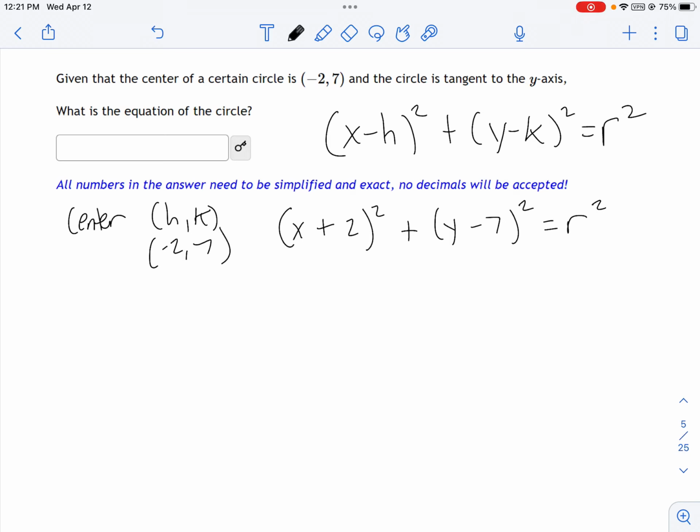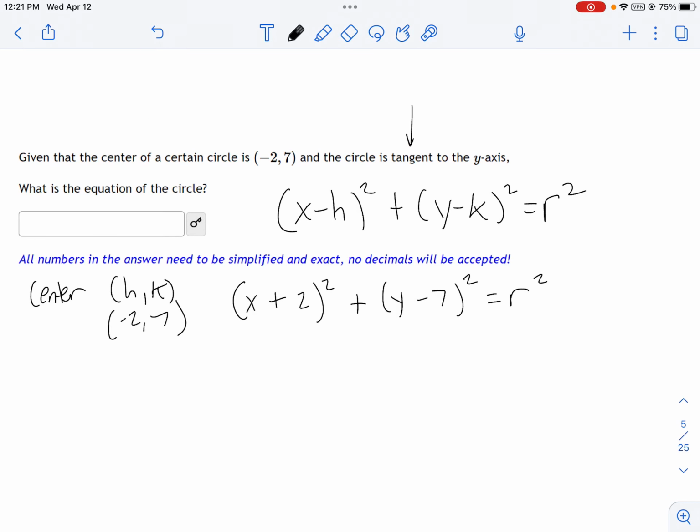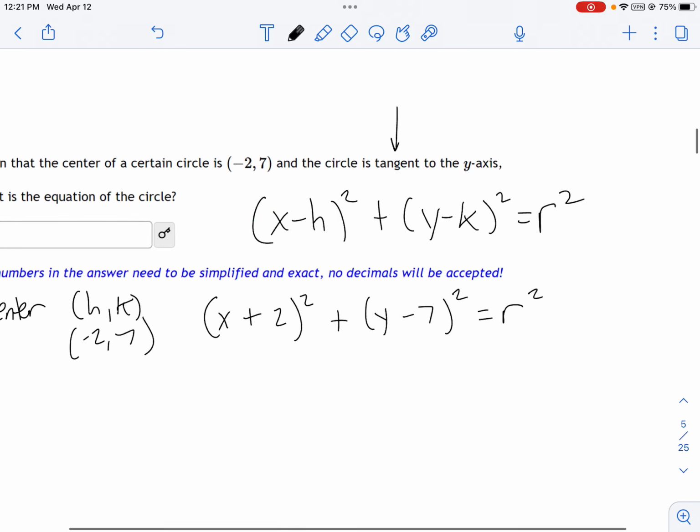Now we need to find our radius, and how we do that is the second piece of information we have: our circle is tangent to the y-axis. First off, let's graph it and see what this is actually doing. To do that, we have to understand what tangent means for a second.